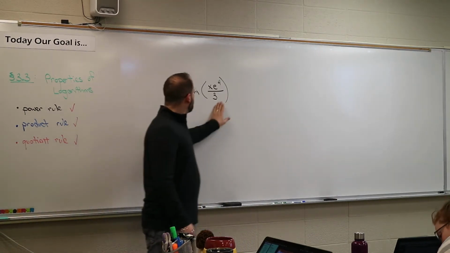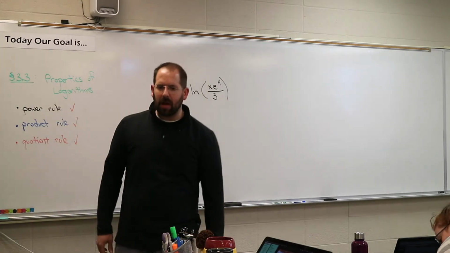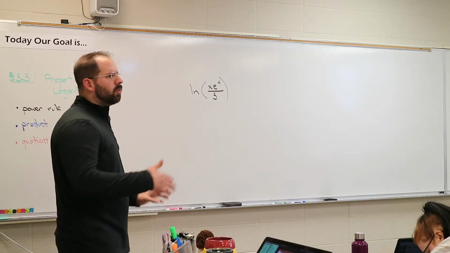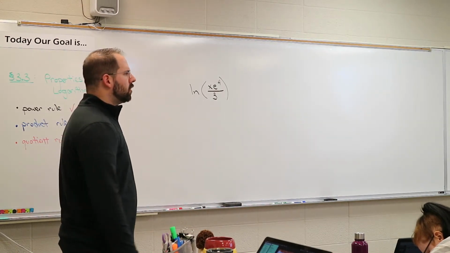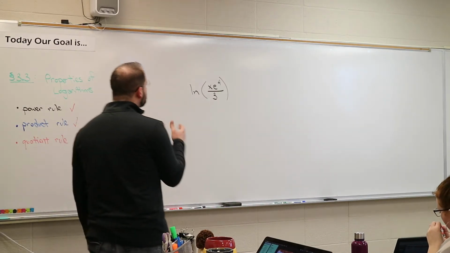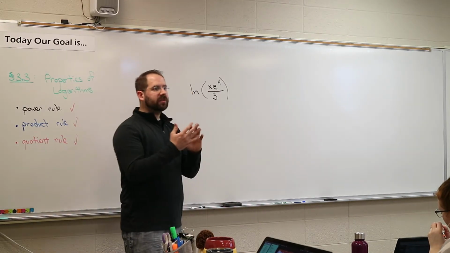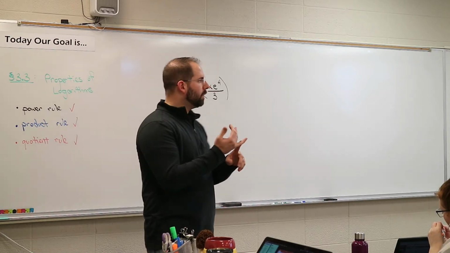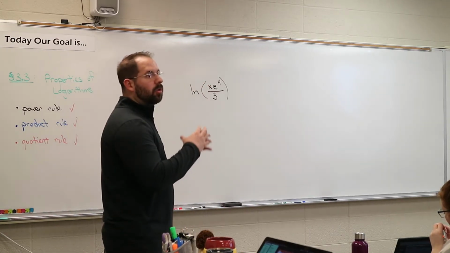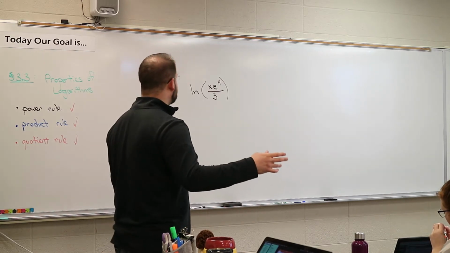All right. This is very similar to the middle problems in the homework, which is about problems 14 through 17. This problem in particular has every single property in it. It has product rule, it has quotient rule, it has power rule. And we're gonna do them one at a time, so we can see how this works.